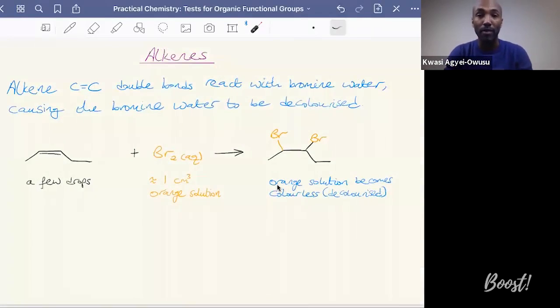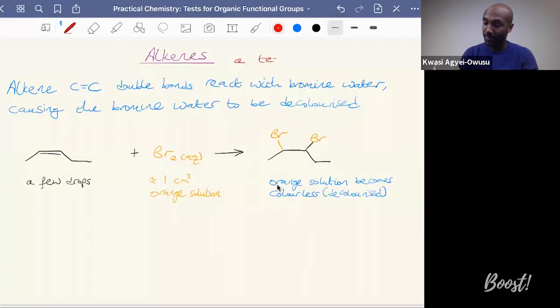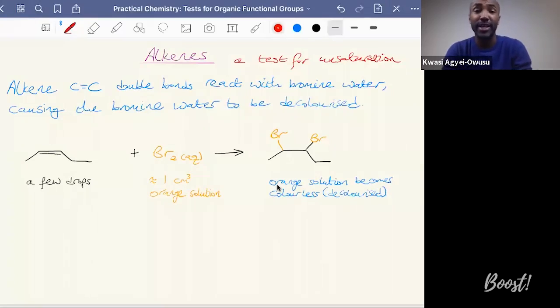you. All GCSE syllabuses look at alkenes and how to test for the presence of alkenes. In more general terms, the test for the alkene carbon-carbon double bond is really a test for unsaturation. So this is a test for unsaturation. Okay, so it's more generally a test for the presence of carbon-carbon double bonds.